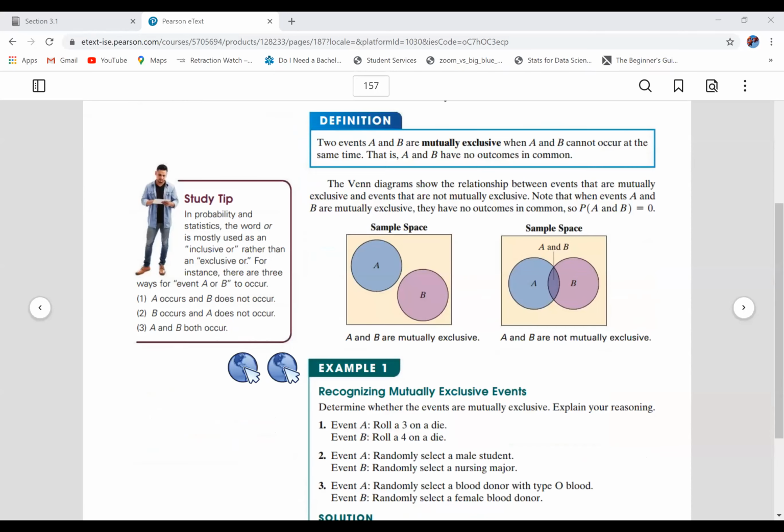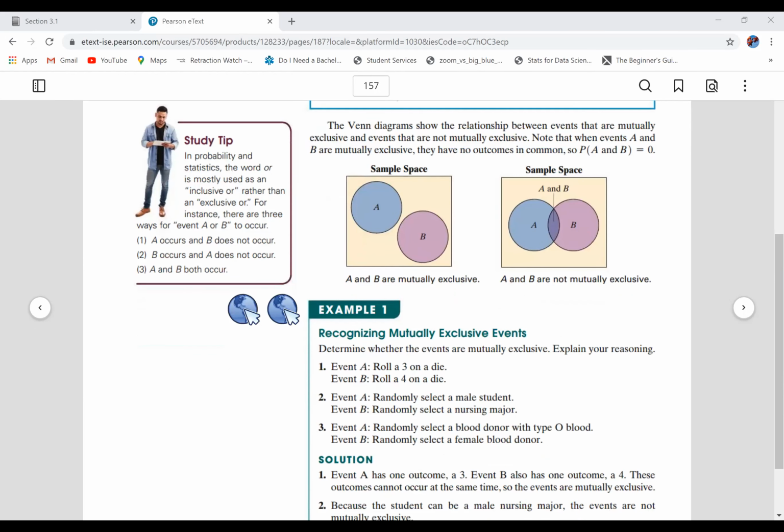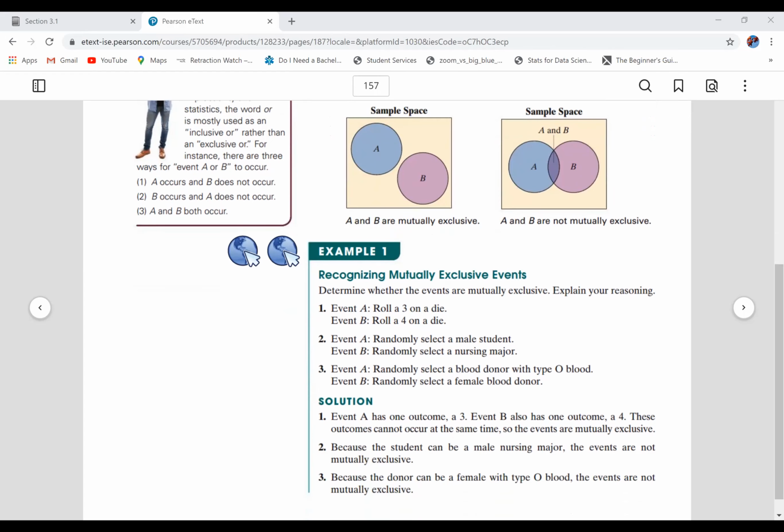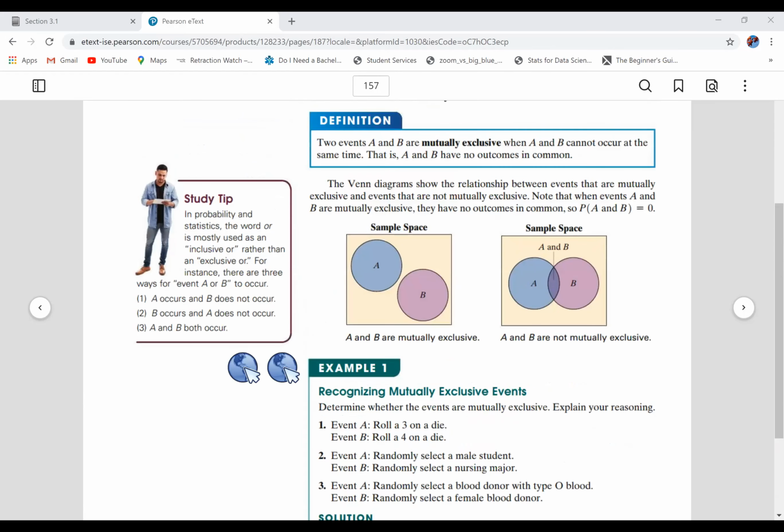More examples on mutually exclusive events. Two events, A and B, are mutually exclusive when A and B cannot occur at the same time. That is, A and B have no outcomes in common. That's good, he says that as well. And look, guys, mutually exclusive, not mutually exclusive. That's the example that I started with.